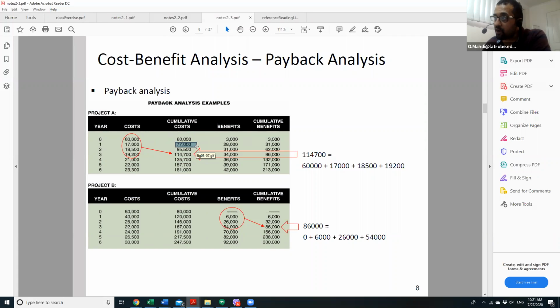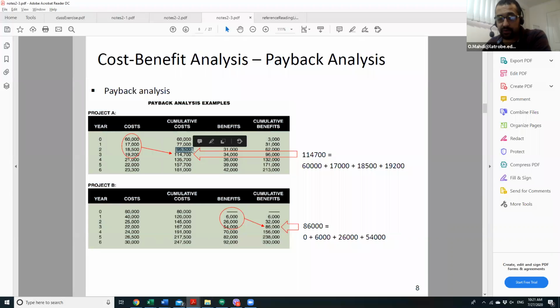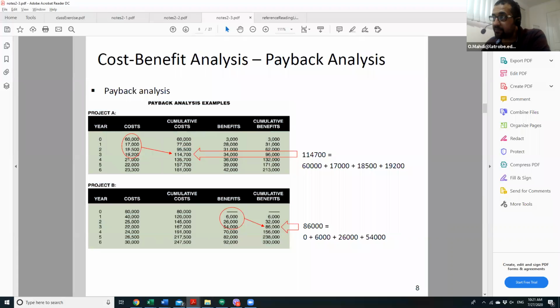Okay, move on. Year three. What is the accumulative cost for the third year? It came from the initial cost of the current year, 18,000, plus the previous years, 17,000 plus 60,000. So the cumulative cost for year three is 95,000. Let's move on.